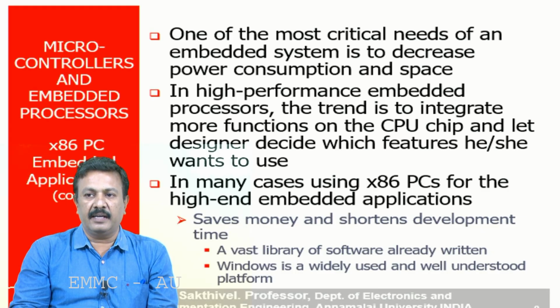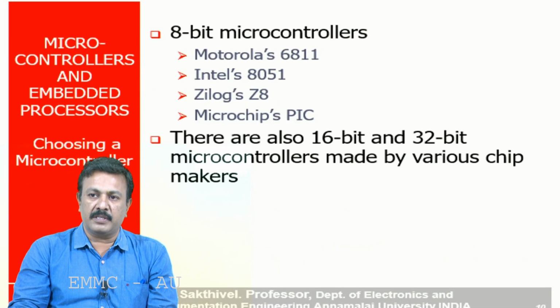and let the designer decide which features he or she wants to use. In many cases, using general purpose processors for high-end embedded applications saves money and shortens the development time. A vast library of software is already written. Windows is a widely used and well understood platform in general purpose systems.